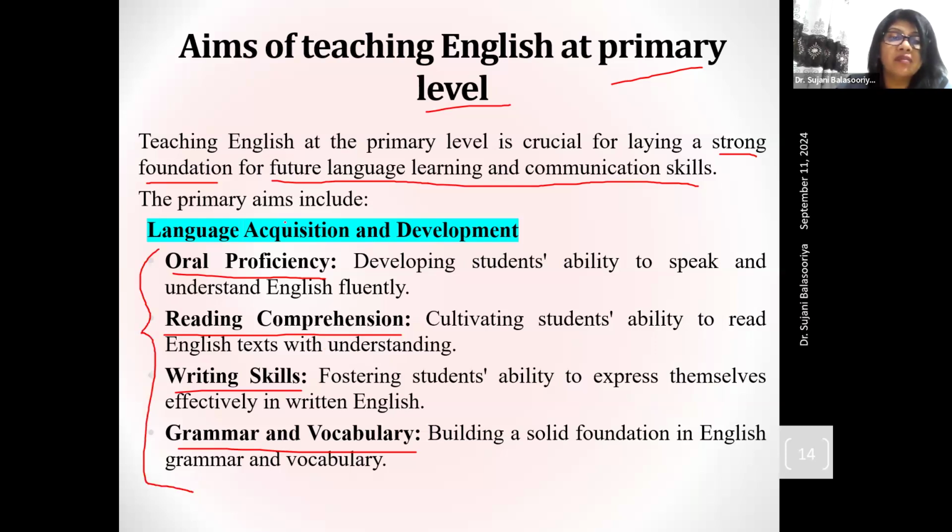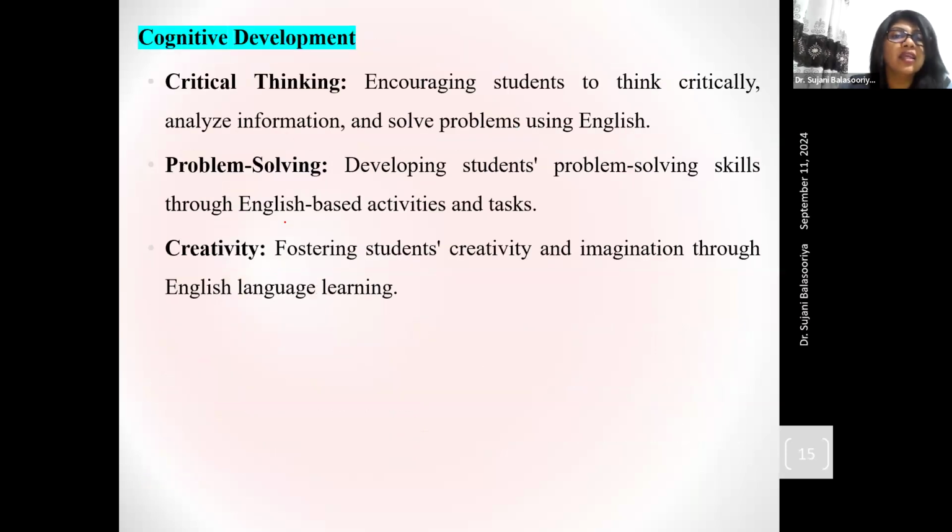And this is one primary aim. And then, talking about cognitive development. At the primary level, it's very, very important. You know about cognitive, right? The word cognitive comes from cognition. That means thinking capacity. So cognitive development is related to critical thinking, problem solving ability, and also creativity. So at the primary level, these skills, these abilities need to be paid attention to, right? It's actually about laying a foundation.